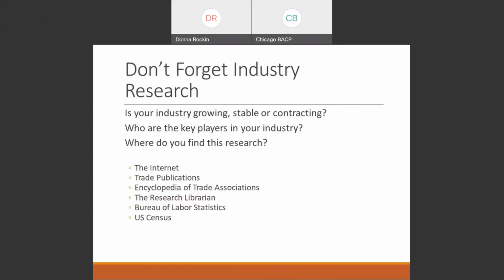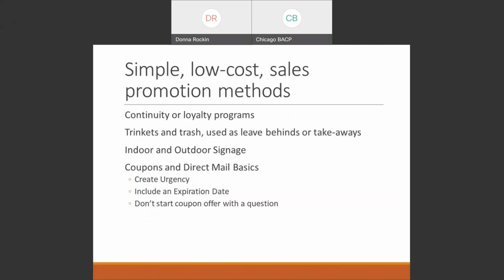Don't forget industry research. Is your industry growing, stable, or contracting? Are you making buggy whips, where you only need them for a Western movie or TV show? Is it stable, or is it growing? And growing, I would say maybe smartwatches are still growing. Phones are pretty saturated, but who are the key players in your industry and where to find research? These are some good places to find research. I want to make sure I get through all the slides.